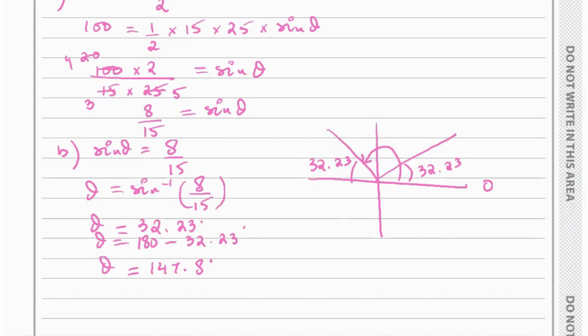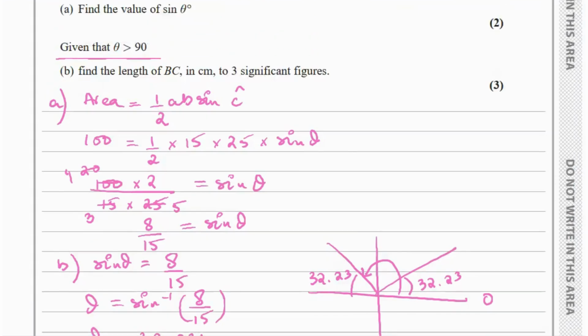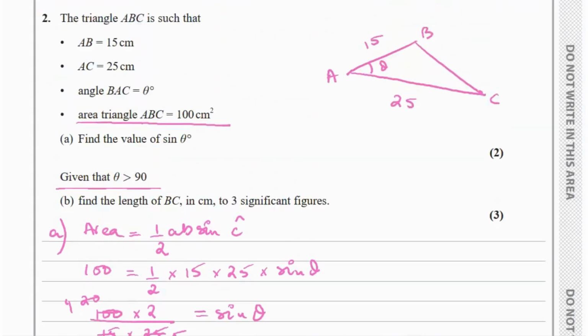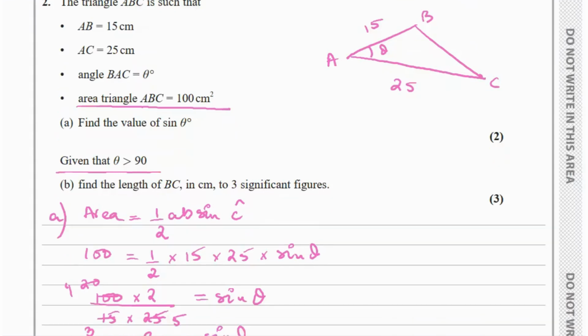Going back to our triangle, it's a non-right angle triangle. We have the value of the angle. They want us to find the length of BC. So once again, if you recall your IGCSE knowledge, when you have two lengths and the angle between them, and they're asking you to find the third length, we will use cosine rule.